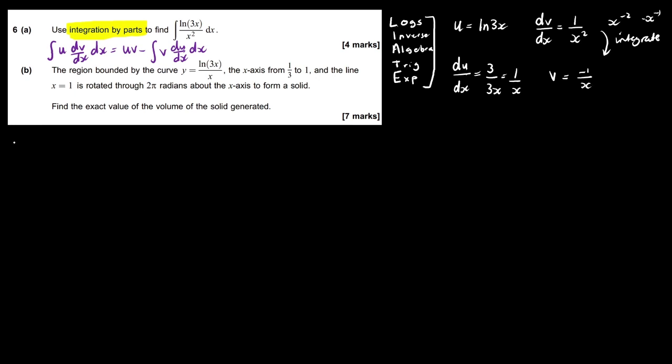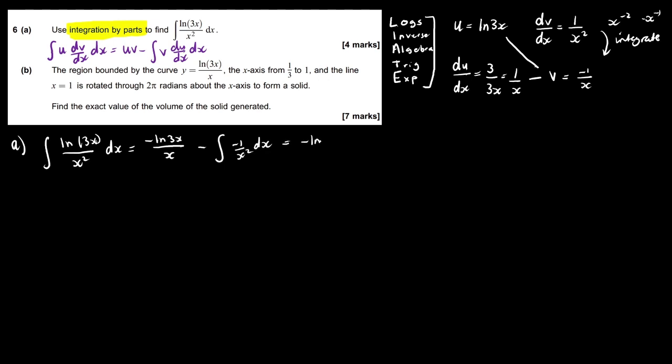And now we can apply our integration by parts formula. I'm going to write that in full. So the integral of log of 3x over x squared is going to equal uv. So u times v is this bit, so I've got minus log 3x over x. I need to minus the integral of v du by dx. So these two things together, I've got minus 1 over x squared dx.